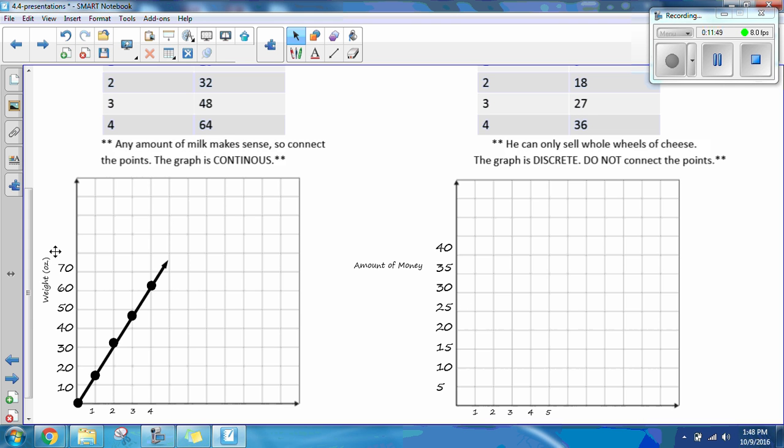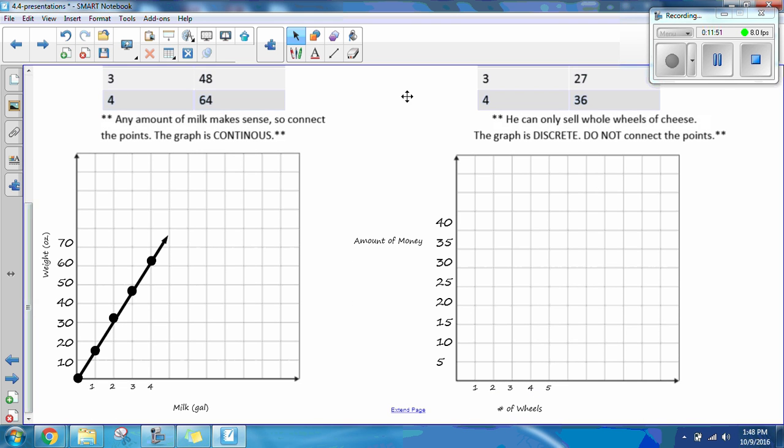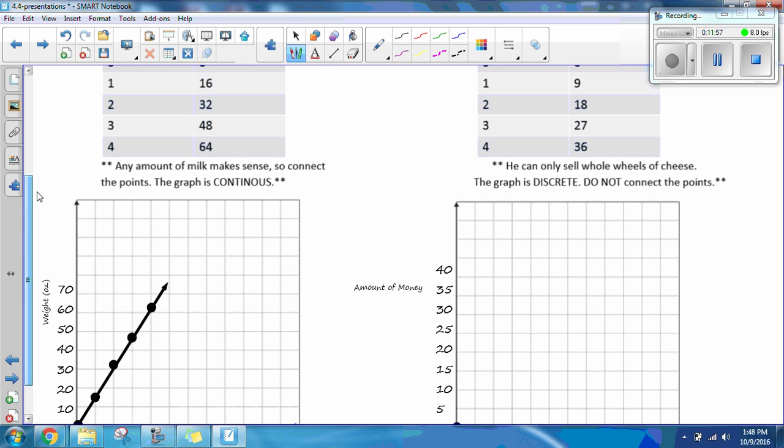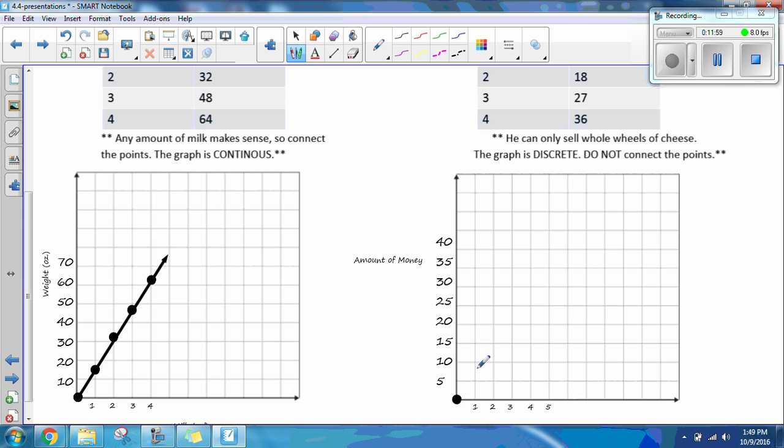Okay, so we have at 0 wheels, we'll obviously make absolutely no money. At 1 wheel, we're making $9. 2 wheels, we're making 18. 3, we're making 27. And at 4 wheels, we'll make 36. So this is a discrete graph because I'm not going to connect these dots. We cannot sell parts of a wheel, whereas the amount of milk we can use can be rational numbers, so we connect the dots.